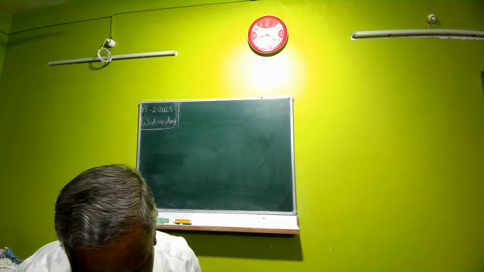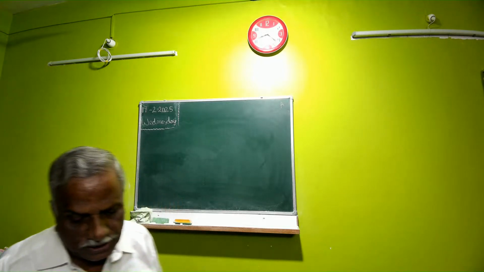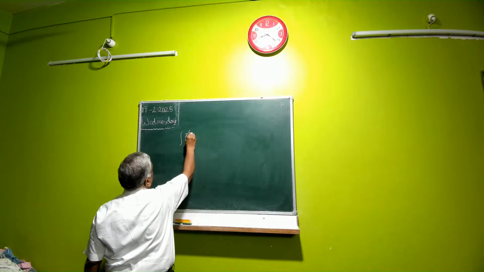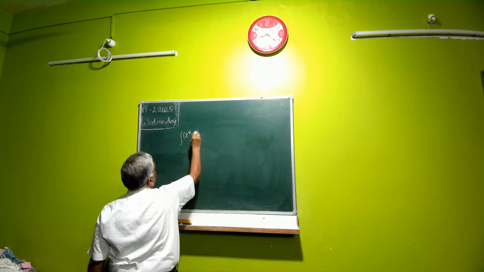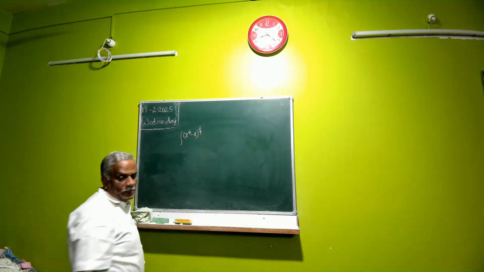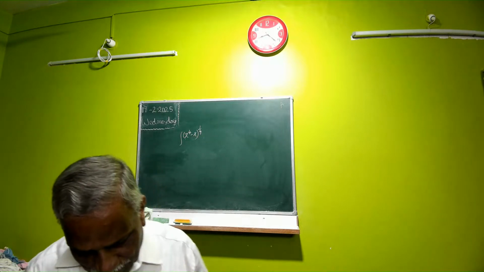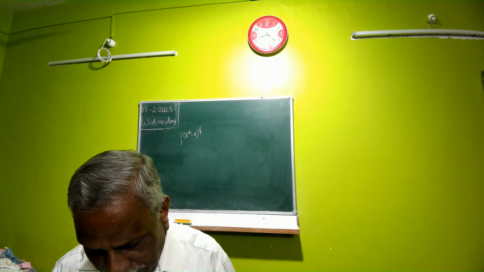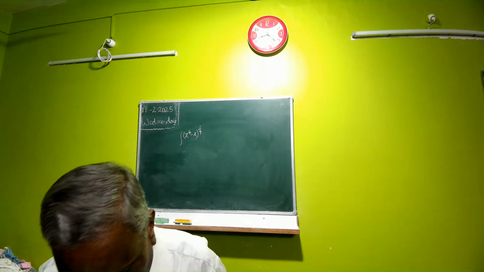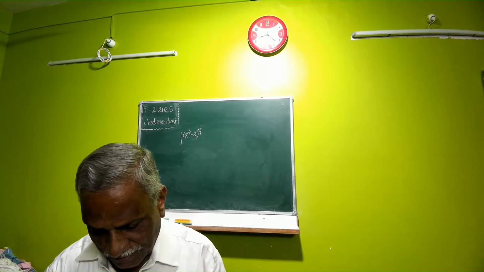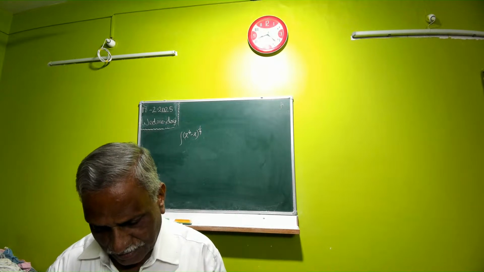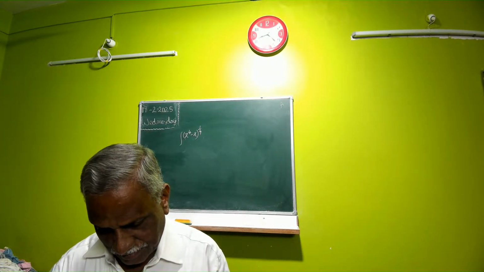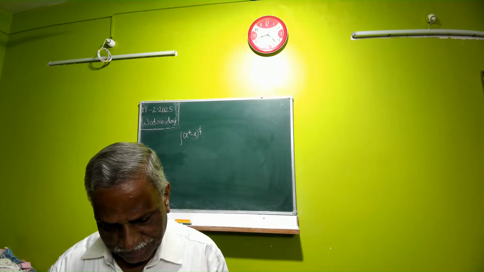The problem is integral of x to the power of 4 minus x to the power of 1 by 4 divided by x to the power of 5.